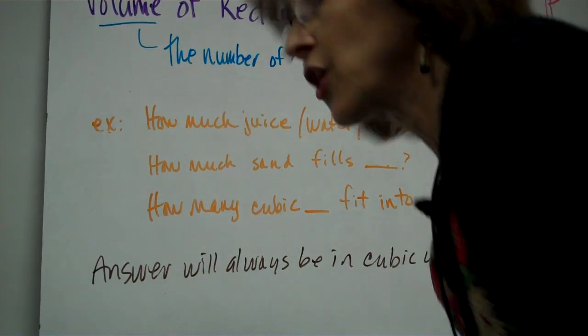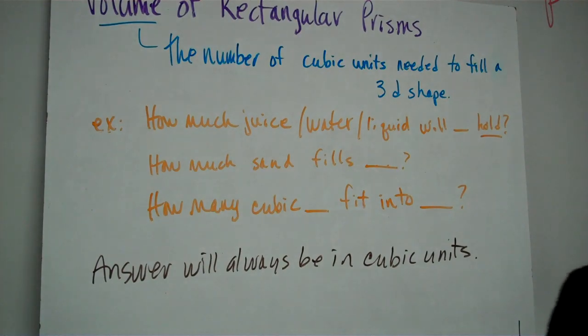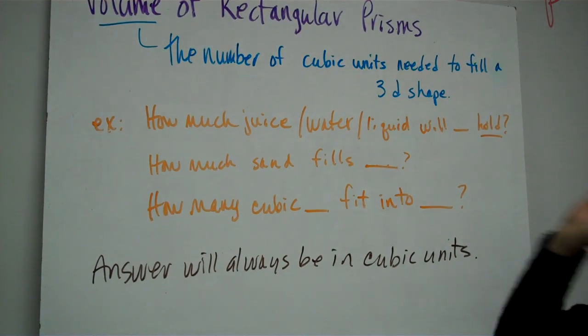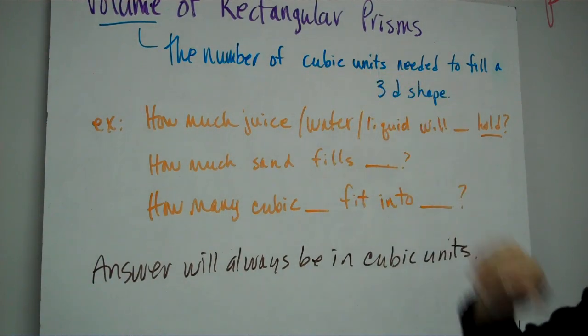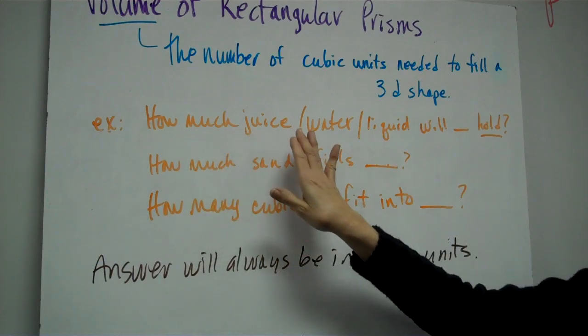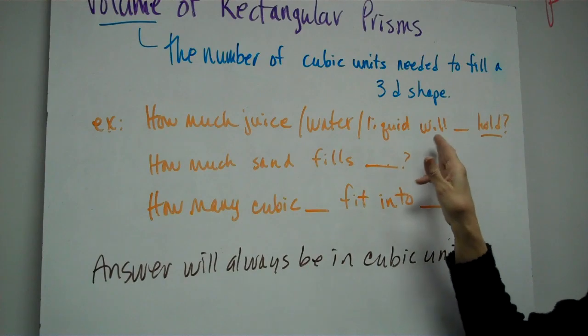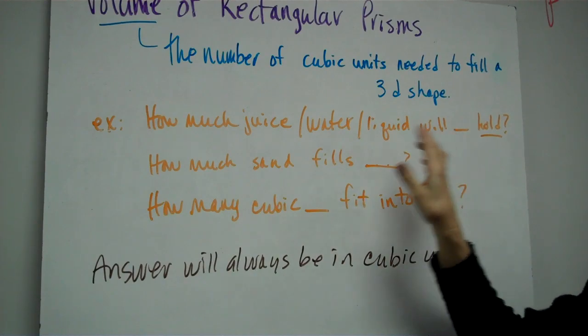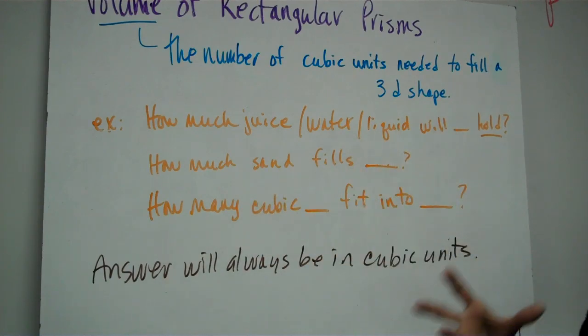Okay, today's video is going to be on the volume of rectangular prisms. Volume, remember, is the number of cubic units needed to fill a three-dimensional shape. Sometimes you'll see it in problems like how much juice, water, or some kind of liquid a container will hold. Anytime you're asked how much something will hold, that's going to be a volume question.